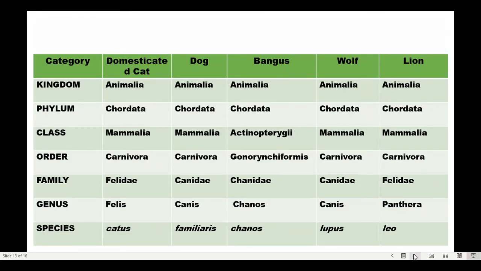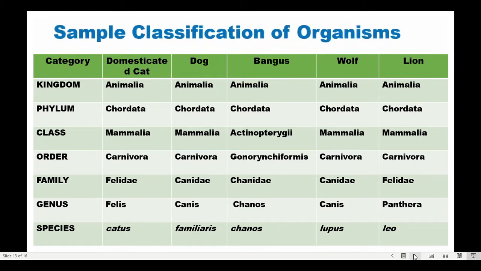So, let's have this, no? Sample classification of organisms. So, we have here the cat, dog, bangus, wolf, lion. So, unahin natin yung kingdom nila. All of them belong to kingdom Animalia. Then, pababaan natin. Gawin nating phylum. Still, they have, in general, under phylum Chordata, yung may mga cord sa likod, mga spinal cord. Then, babaan natin. Okay? Class.